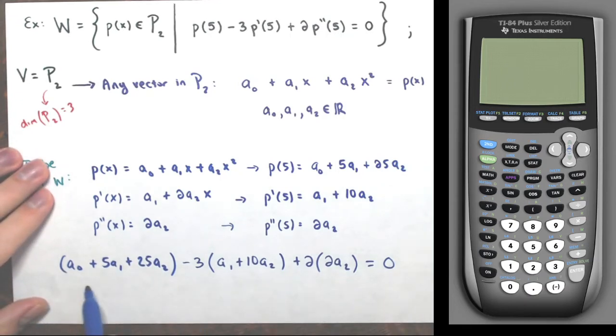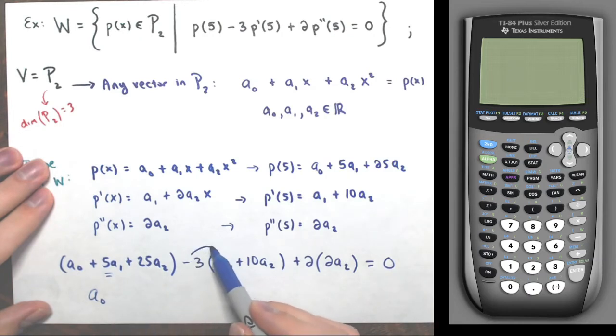Alright, so what I'm going to do is I'm going to gather some like terms here. There's only a0. There's only one a0. Now the a1s, there's a 5a1 there, then minus 3a1. Right, when I distribute the negative 3, that's all for the a1s. 5a1 minus 3a1 would be plus 2a1.